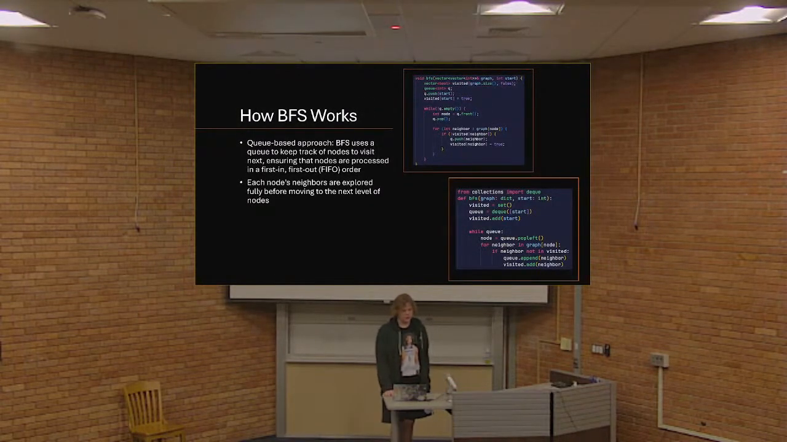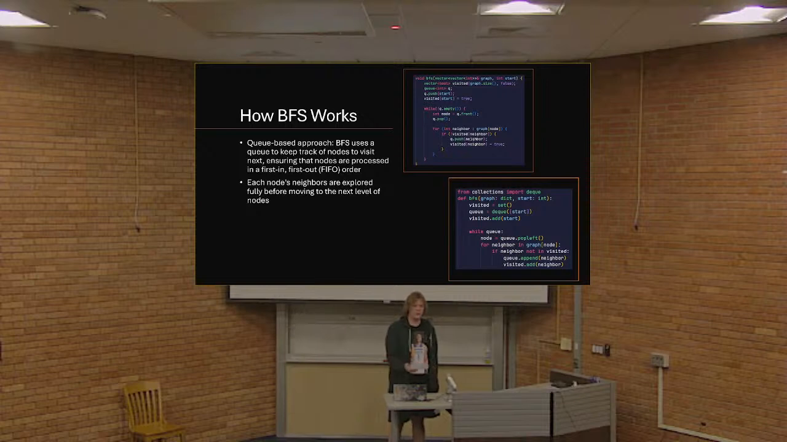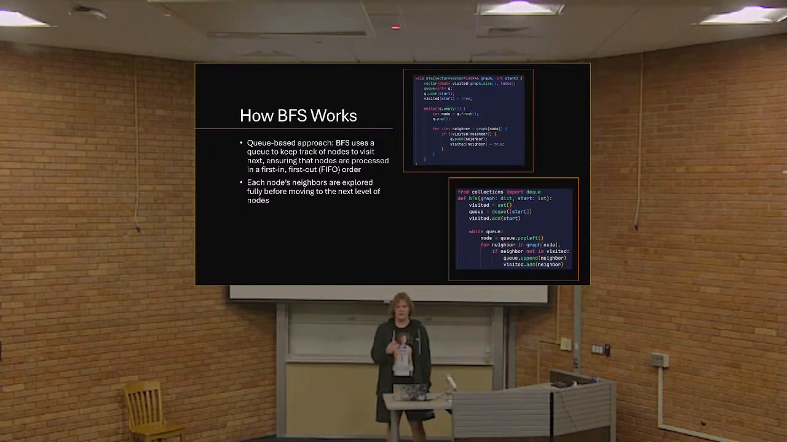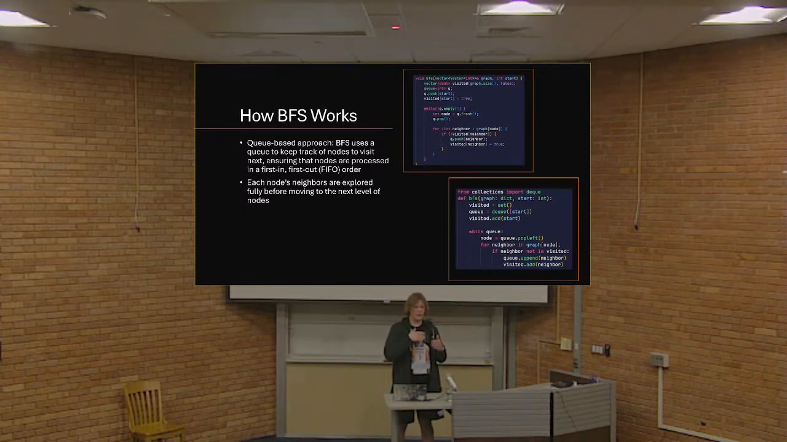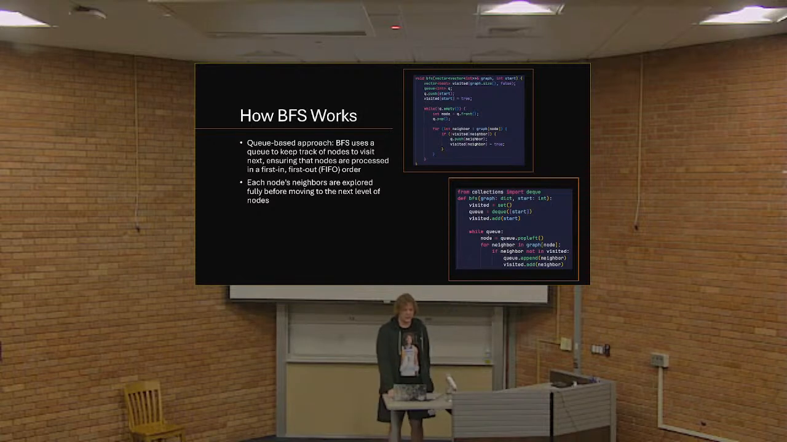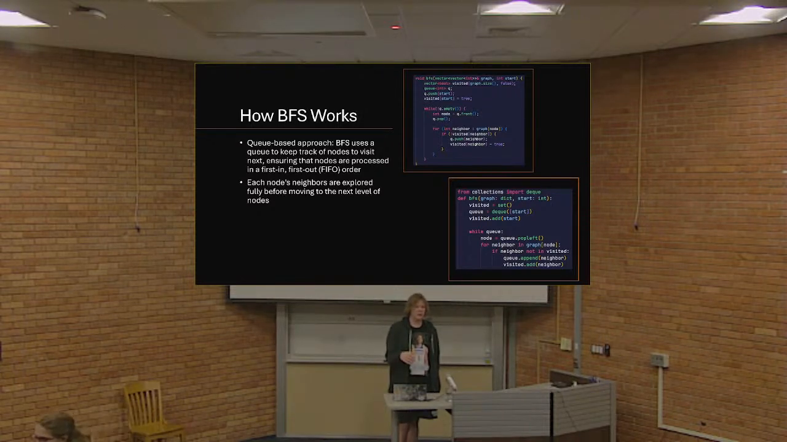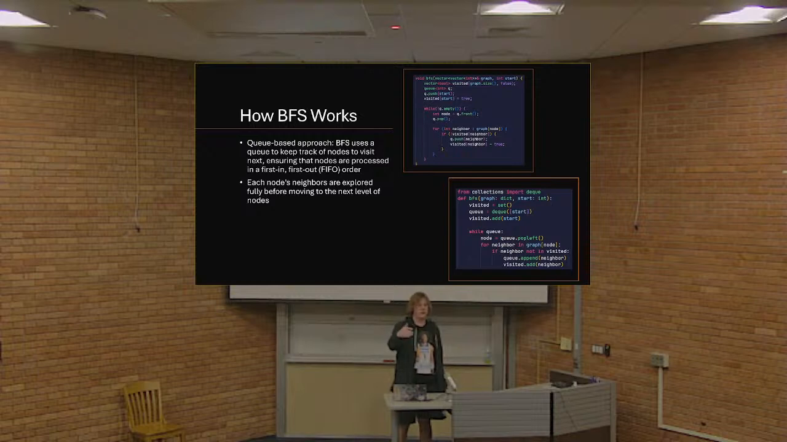So how it works, it uses a queue to keep track of the nodes to visit next. So does anybody know what a queue is? Well, a queue uses something called first in, first out. It's like a line. If you think about lining up for something, whoever goes in first is the first out. And if you go in the back, you have to wait for everybody in front of you to go out first. That's exactly how a queue works. So it processes it in that order, ensuring that it's going to process all of the nodes at the layer before it moves on to the next layer.